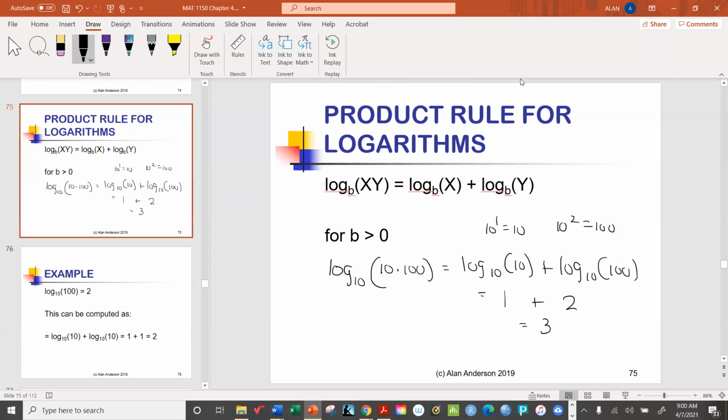Now, in a case like this, you could have solved it directly because here you can see clearly that log 10 of 10 times 100 is 1,000, which you've already seen equals 3 because 10 cubed is 1,000. So we already knew it's 3, but this way you can see that the property does work. And again, it's something that can be very, very useful.